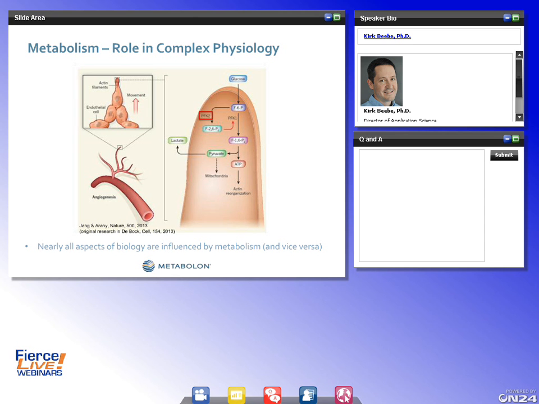And if you think about this, it makes perfect sense. If a cell is going to divide, grow, change shape, move, build macromolecules, it has to engage metabolism in a coordinated way with signaling, and it has to do so vigorously. So this all makes perfect sense.